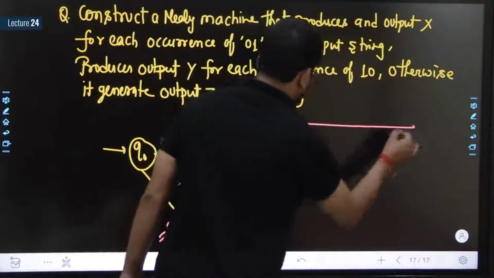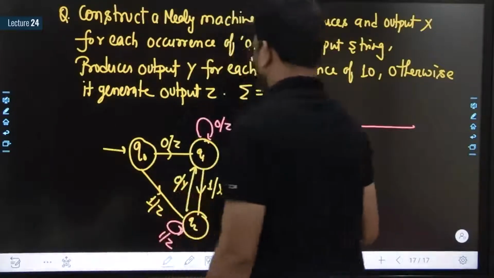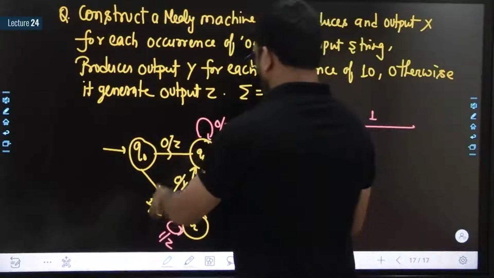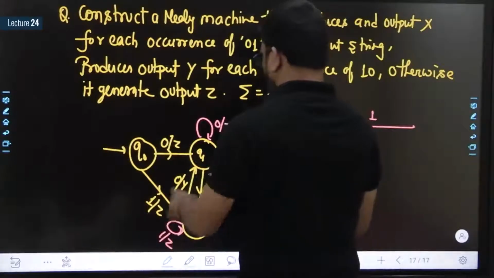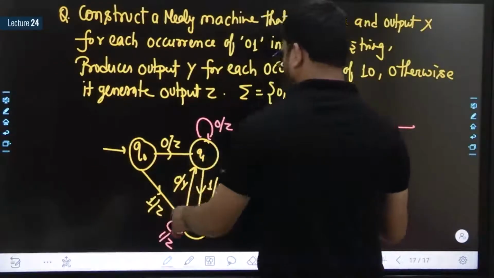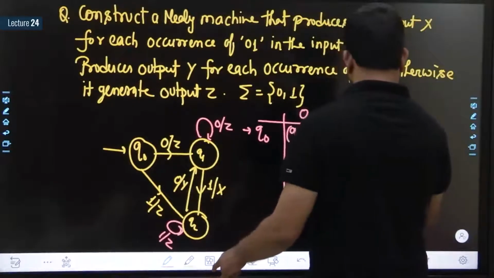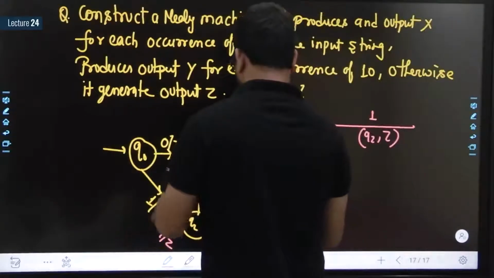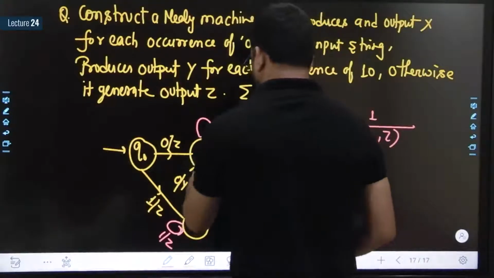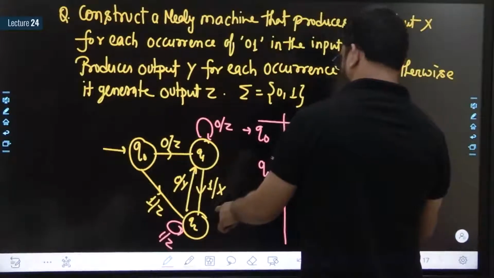What is the transition table? Q naught on 0 goes to Q1, output is Z. On 1, Q2, output is Z. Q1 on 0, Q1, output is Z. Q1 on 1, Q2, output is X.